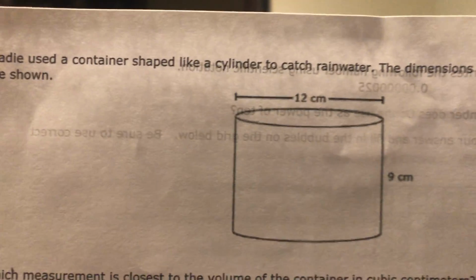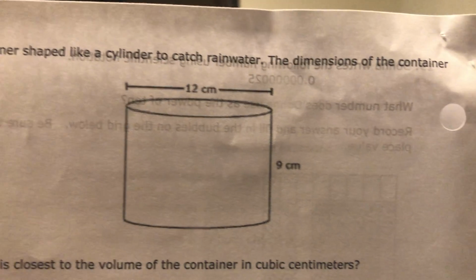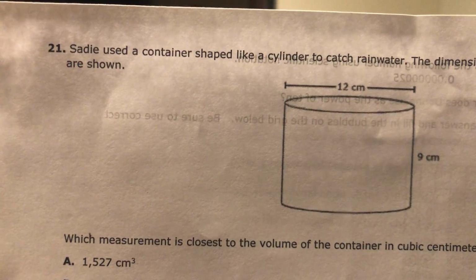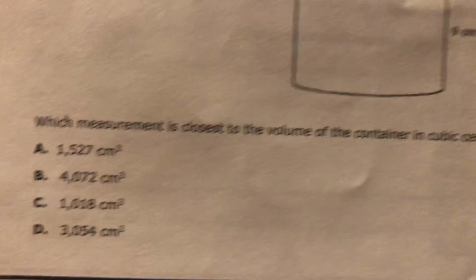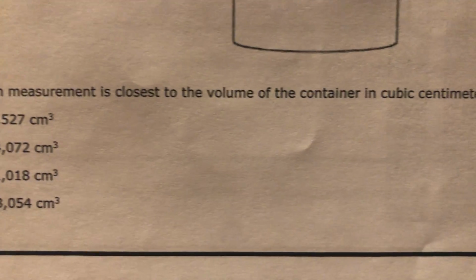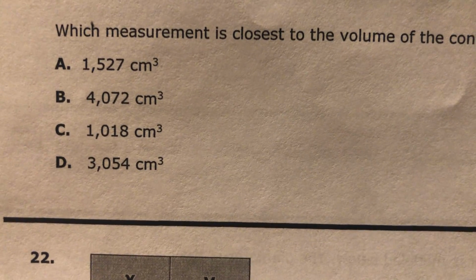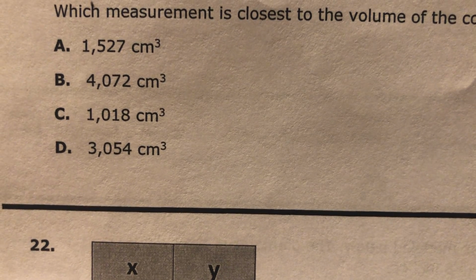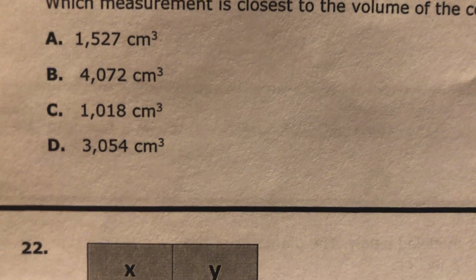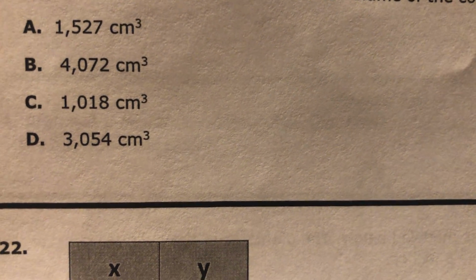21. Say to use a container shaped like a cylinder to catch rainwater. The dimensions of the container are shown: 12 centimeters, 9 centimeters. Which measurement is closest to the volume of the container in cubic centimeters? A, 1,527 centimeters. B, 4,072 centimeters. C, 1,018 centimeters. D, 3,054 centimeters.